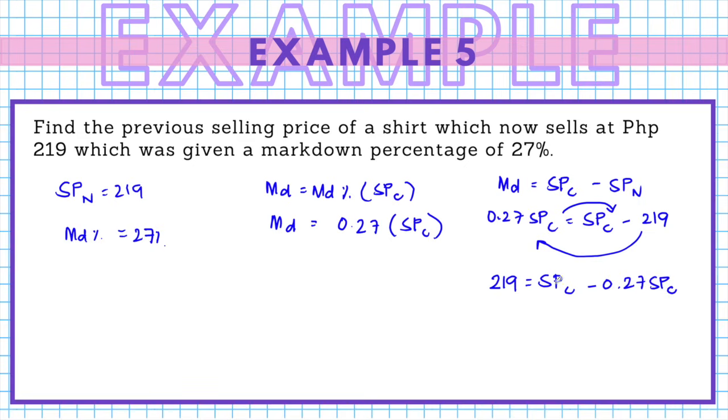Now, simplifying this, we have 219 is equal to 0.73 times the current selling price. Now, to isolate this variable, we divide both sides by 0.73. Simplifying our equation, we have 300, which is our current selling price or our previous selling price.